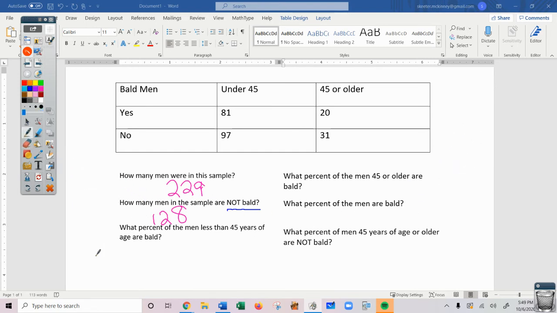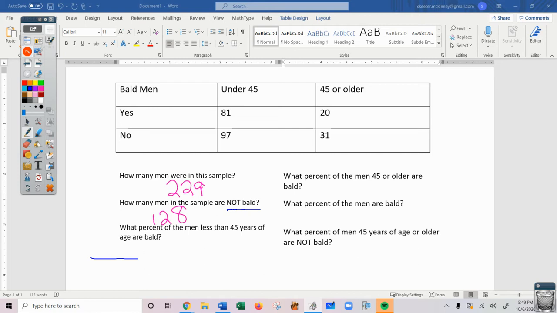So our next question says, what percent of the men less than 45 years of age are bald? And here's the first trick that I think is important for you to know. Whenever we want to calculate a percent, it's always a fraction. So that's the first thing we need to know. If it's asking for a percent, we better be writing down a fraction.